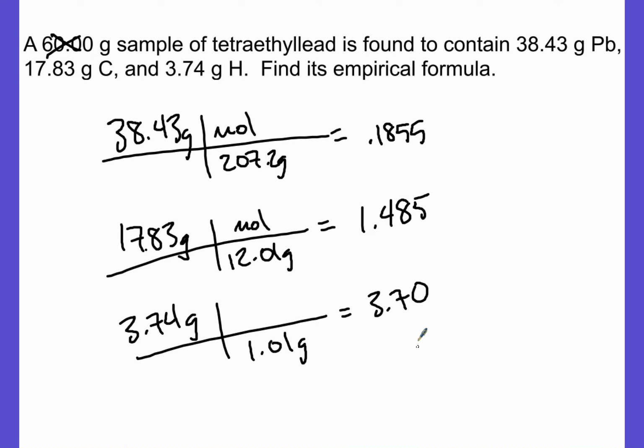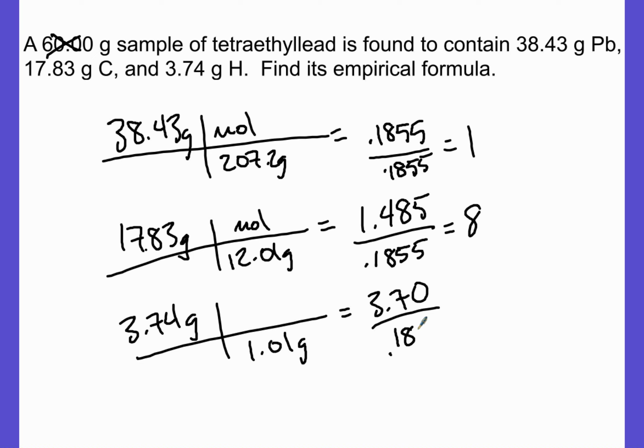Again, nothing looks great yet, no clean numbers. But when I divide by the smallest, in this case, that 0.1855 is the smallest number. So if I divide everything by that value, I hopefully can get some whole numbers. This is a 1, obviously. 1.485 divided by 0.1855 is an 8. Divide that here, and I'm going to get something very, very close to a 20, which is fine, right? That's a big number, but that's what it's going to end up being, because this lead is going to have 8 carbons and 20 hydrogens to go with it.